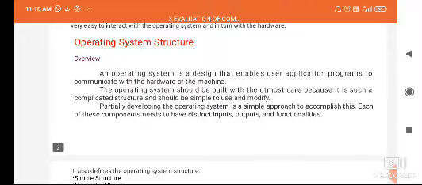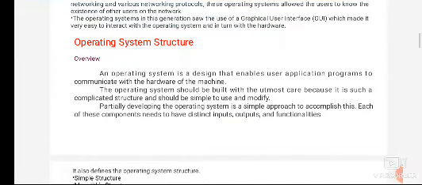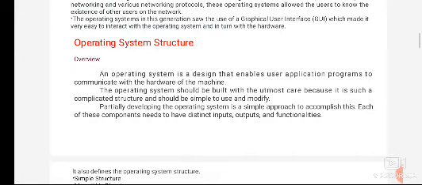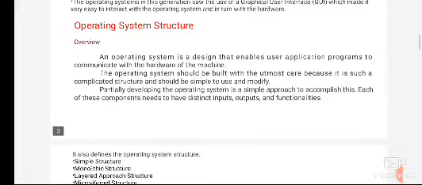Operating system structure, an overview. An operating system is designed to enable user application programs to communicate with the hardware of the machine. The operating system should be built with the utmost care because it is such a complicated structure and should be simple to use and modify. Partially developing the operating system is a simple approach to accomplish this. Each of these components needs to have distinct input, output and functionalities.